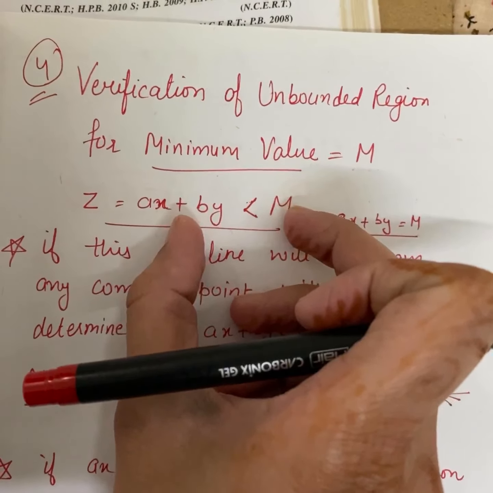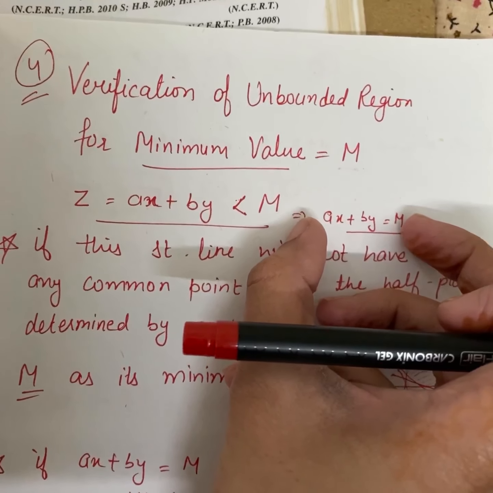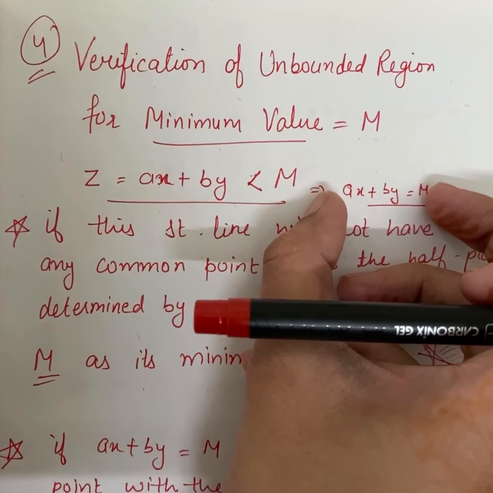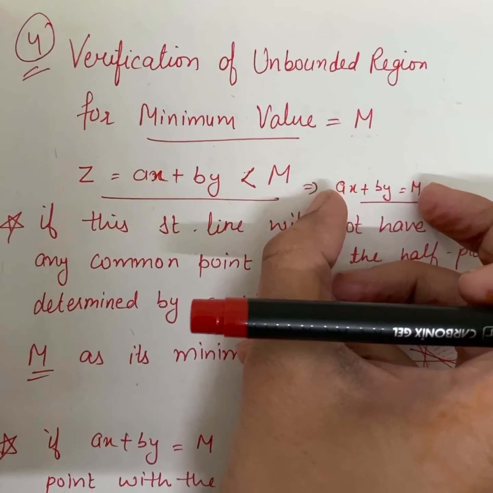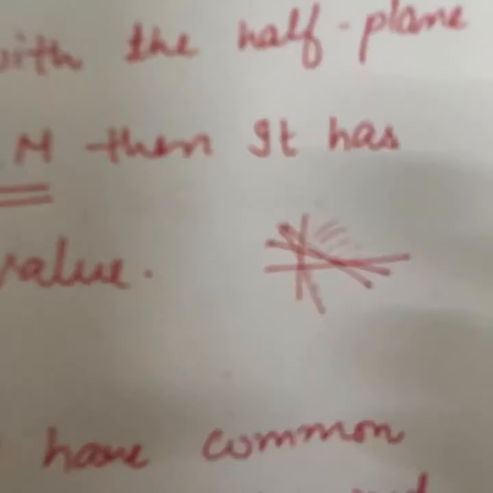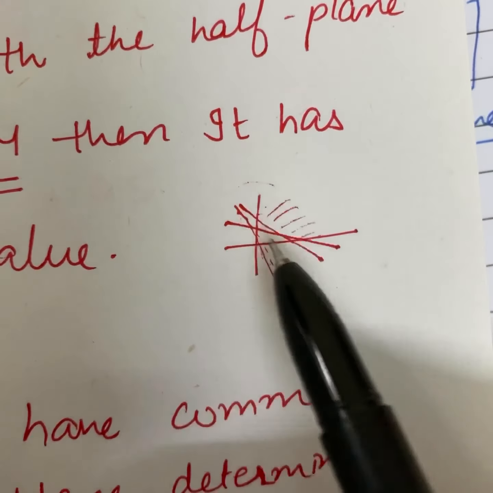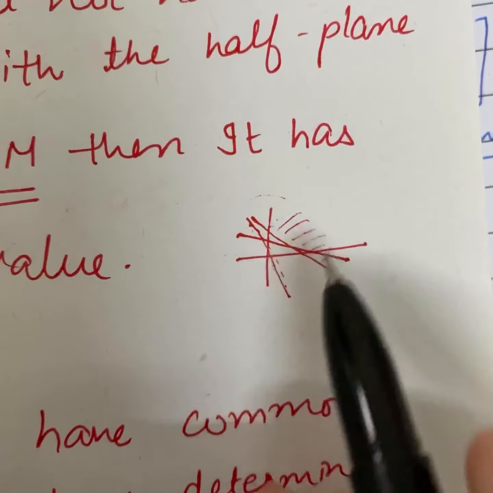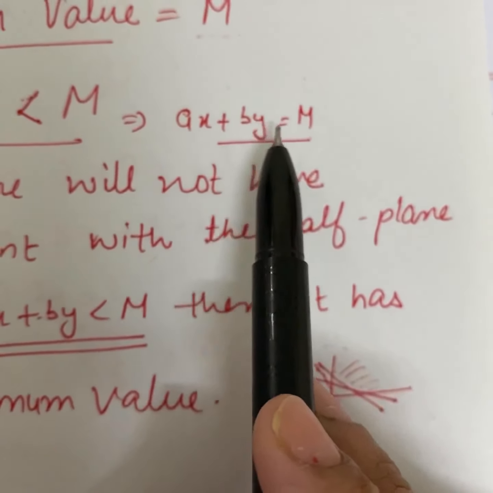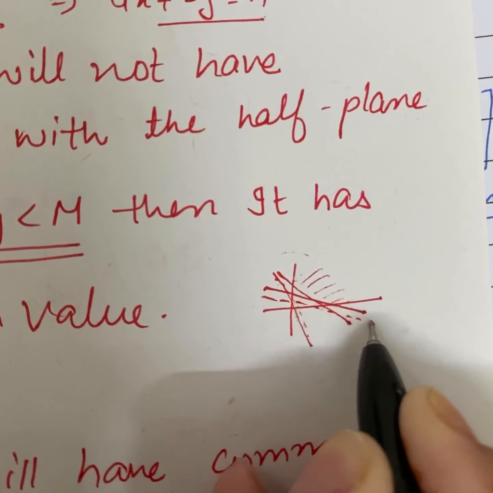You have to convert this inequality into equality. Now you have to draw this straight line on the graph from where you are getting your corner points. So this is the straight line which you are going to draw in the graph. Suppose this is your graph and this is your shaded portion, and this line ax plus by equals m, you are going to draw here. It is a dotted line.